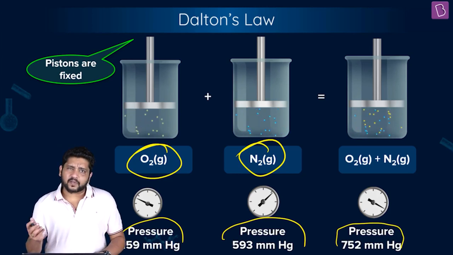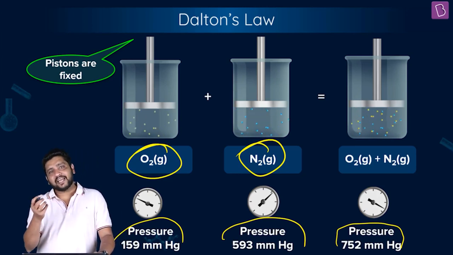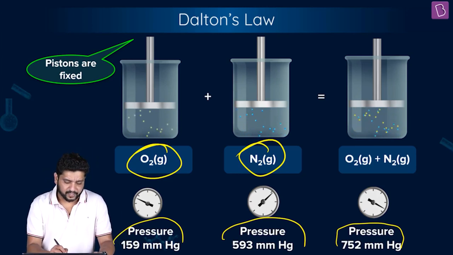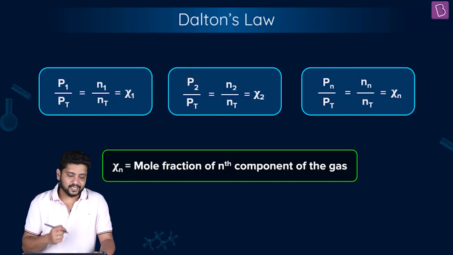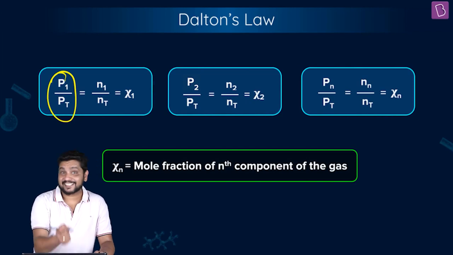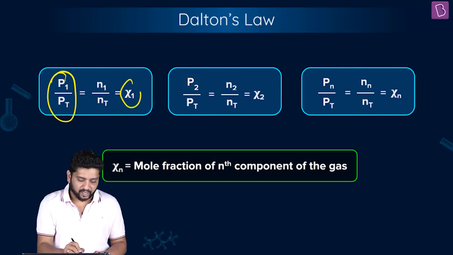So atmospheric pressure is more or less entirely the pressure of nitrogen plus oxygen. Other gases are there, but in relatively small quantities, right? So yes, this is about Dalton's law specifically. This we had also discussed, right? So P1 by P total turns out to be N1 by N total, which is the mole fraction of 1.